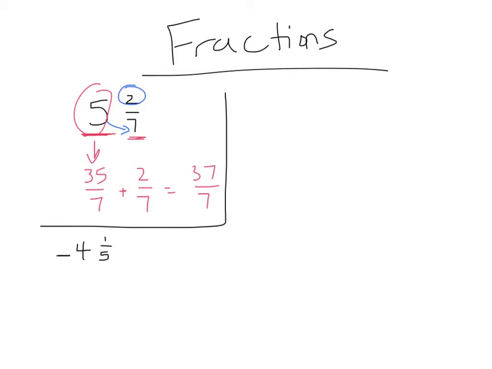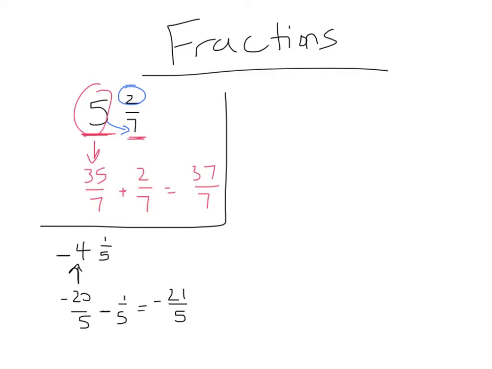Now remember that this is -4 and a -1/5, right? So it's a little bit more negative than -4. We're going to do a similar process where we look at this and we say, okay, -4 is really -20/5, and then we've got another -1/5 on top of that, which makes it -21/5.